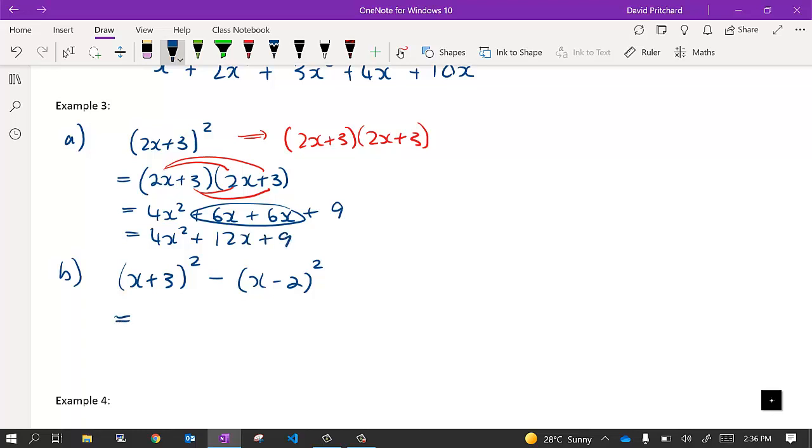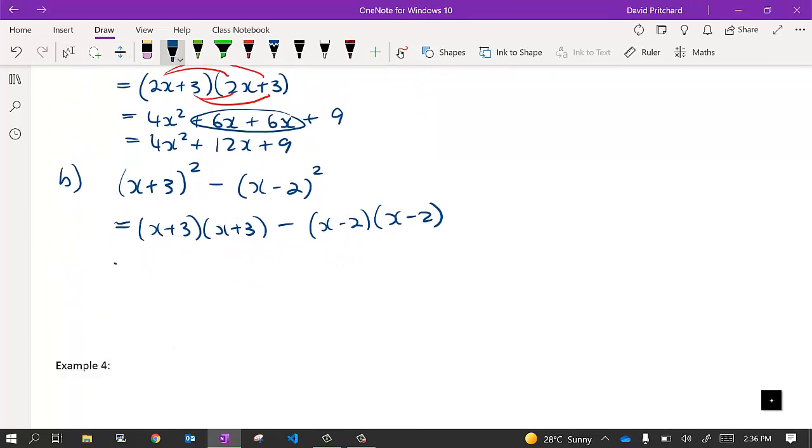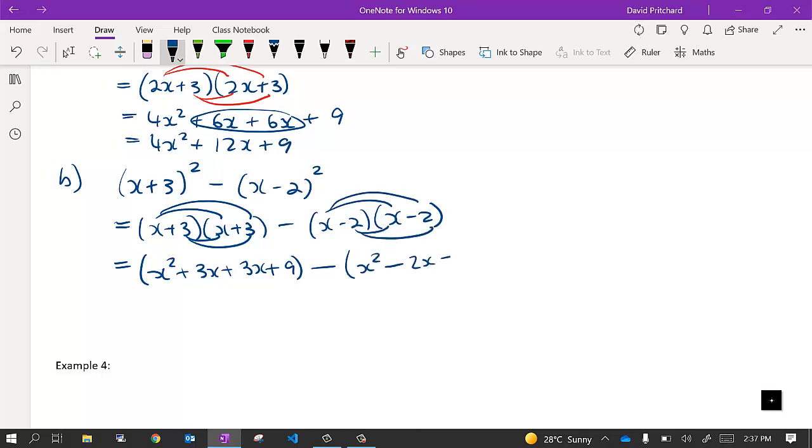With our second one, we've got a difference. So we've got one expansion, x plus 3, x plus 3, and we've got a separate expansion, x take 2, x take 2, that we have to subtract from that total. So our first one, when we expand it out, we've got x squared and 3x and 3x and 9. And our second one, make sure we keep this one in the brackets. We've got our x squared, take 2x, take 2x plus 4.